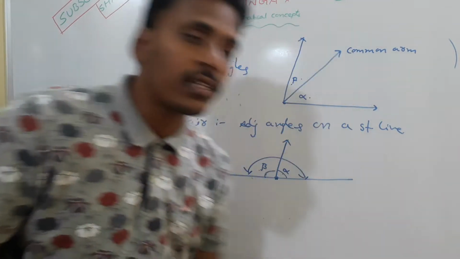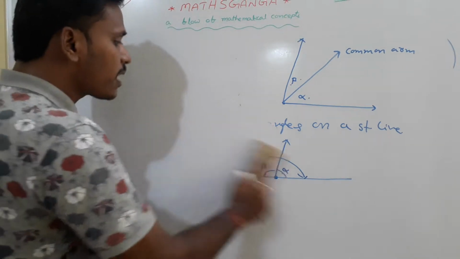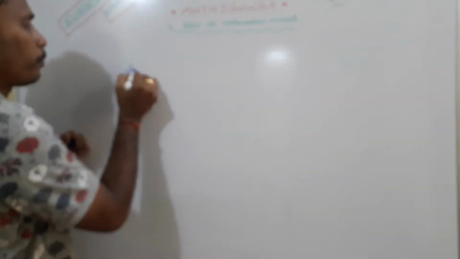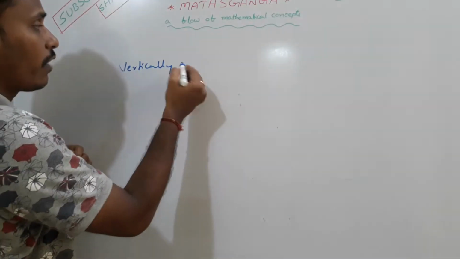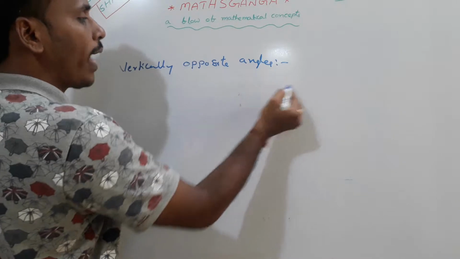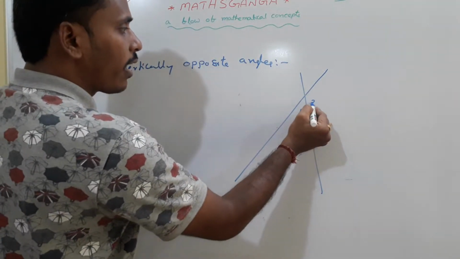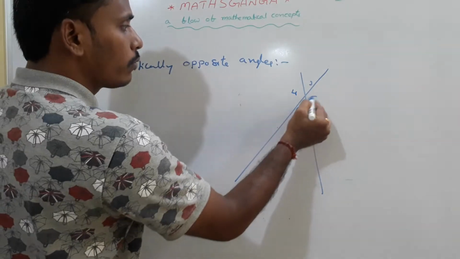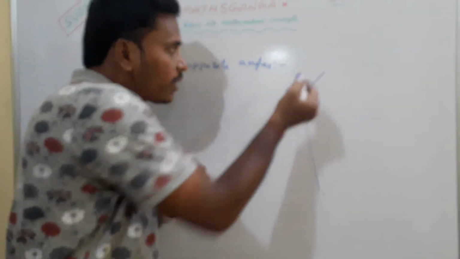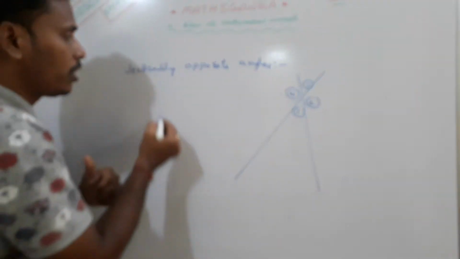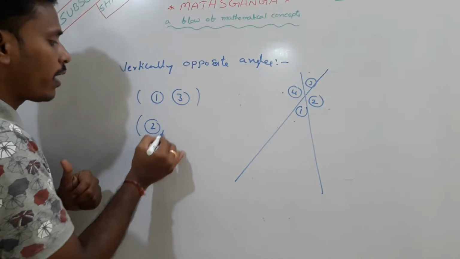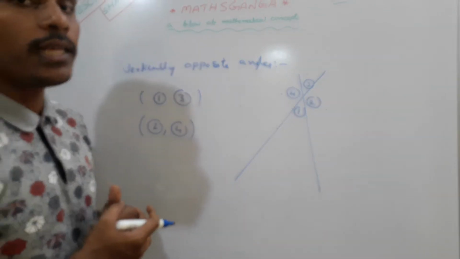After these two types, adjacent angles and the linear pair of angles, another important name is vertically opposite angles. A very frequently used thing, vertically opposite angles. See, if two lines intersect at a point, then totally four angles are formed, like 1, 2, 3, 4. These 1 and 3 are opposite to each other, 2 and 4 are opposite to each other. So the pair of angles 1, 3 is said to be vertically opposite angles, and the pair of angles 2, 4 are also said to be vertically opposite angles.